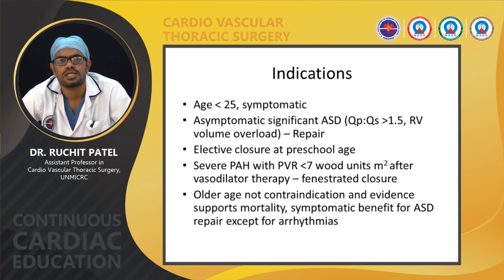In cases of associated pulmonary arterial hypertension, a vasodilator therapy challenge is given; if PVR is less than 7 Wood units per meter square, then it can be considered for closure of ASD. Maybe a fenestration can be kept in the patch. Older age is not a contraindication, and there is evidence that supports some mortality and symptomatic benefit for ASD repair, except for the arrhythmias.